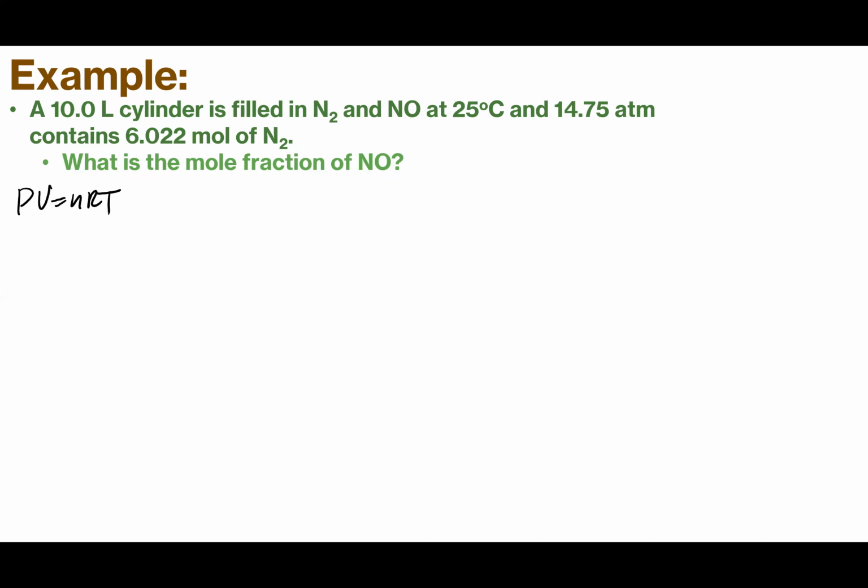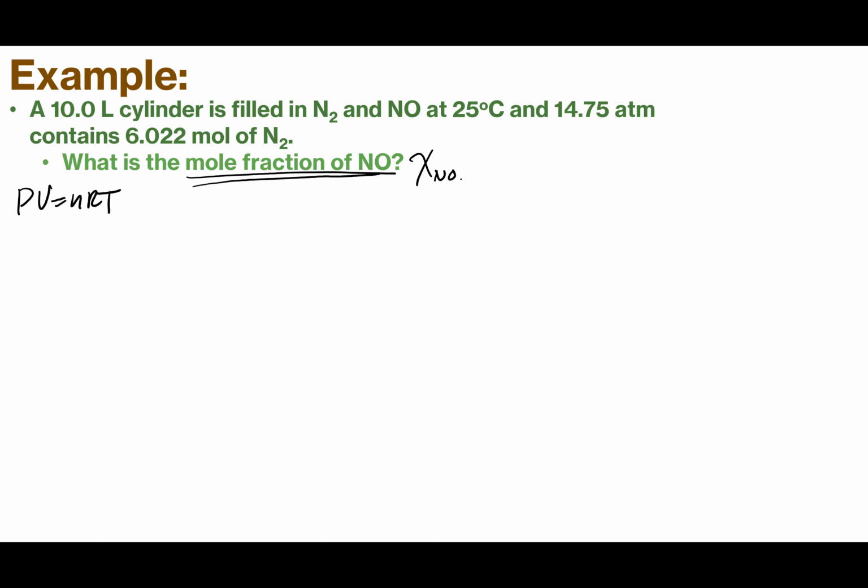We have a 10-liter cylinder. It's filled with nitrogen and nitrogen monoxide at 25 degrees C and 14.75 atmospheres. And we know this thing contains 6.022 moles of nitrogen. Okay. We want to know, what is the mole fraction of NO in this mixture? Mole fraction of NO is what we're looking for. And we call this chi NO.